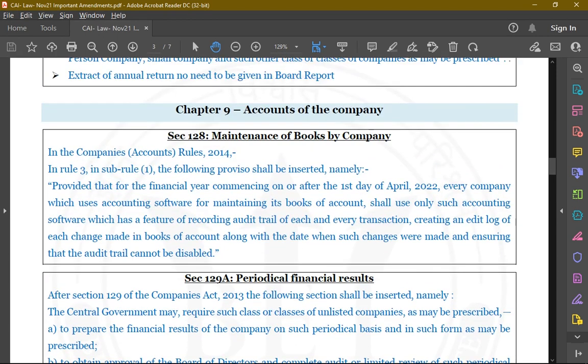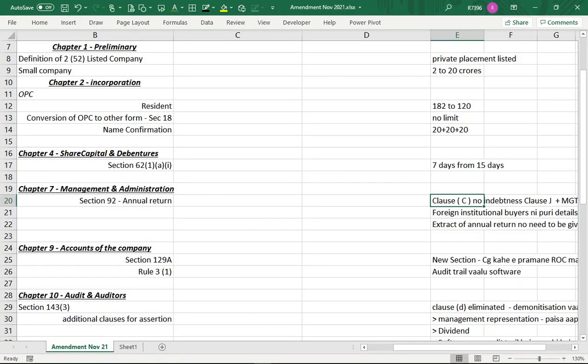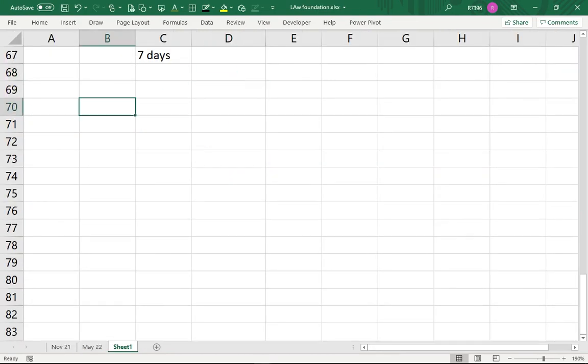Let's learn about it. First of all, section 128 is about maintenance of books of the company, books of accounts of the company. So what is the new amendment? First of all, let's learn about the old scenario. According to section 128, every company had a right to use any software to pass the journal entries or to put the accounts. But in the software, there were certain features which made the transactions easy to manipulate.